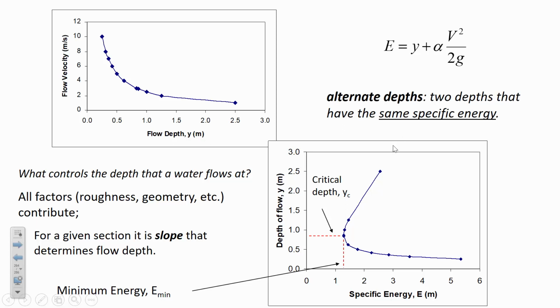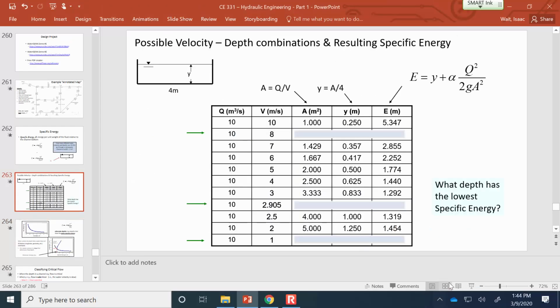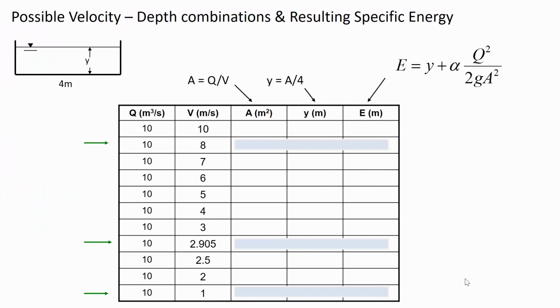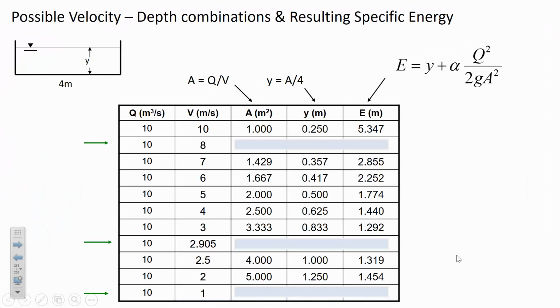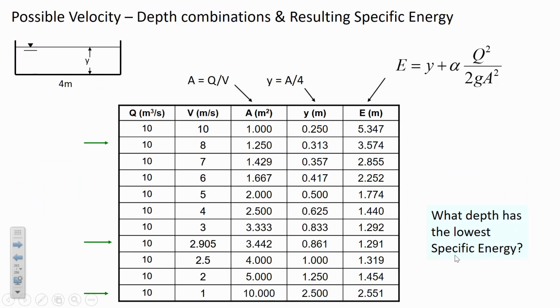The other important thing that we can draw from this figure is the alternate depth. And what that means is that for a certain amount of specific energy, you could have either a shallow depth or a deeper depth. And so there's two different depths that have the same amount of energy. And if we go back to the table from the previous slide, let's see if we have any that are exactly equal, but we'll have some that are pretty close.